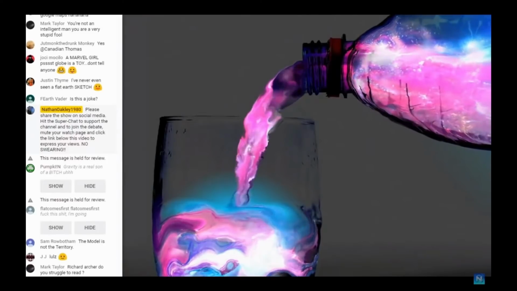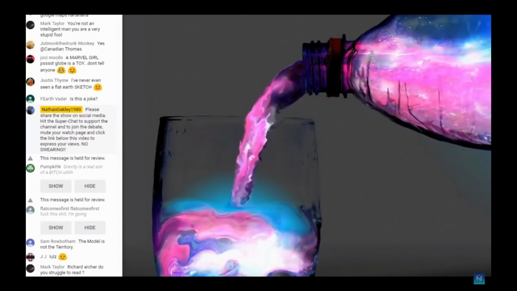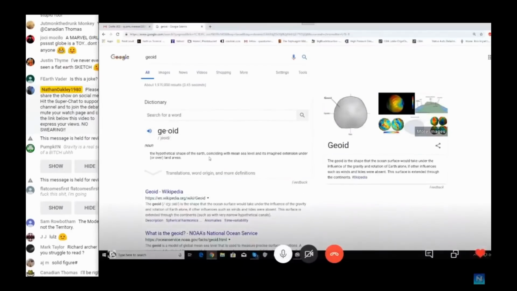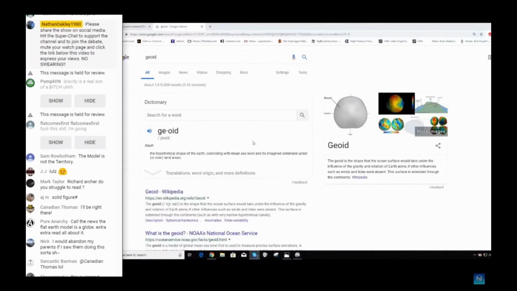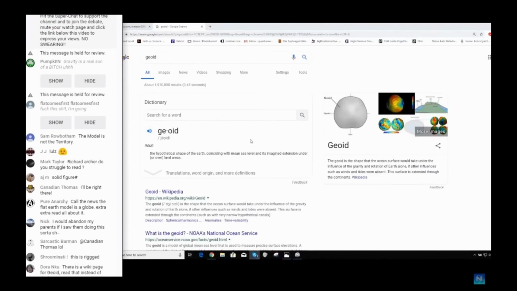I just pulled up the definition for geoid. It has the hypothetical shape of the Earth. I can stop right here. Not playing anymore. Yeah. Well, explain why. Explain the begging the question part of it.